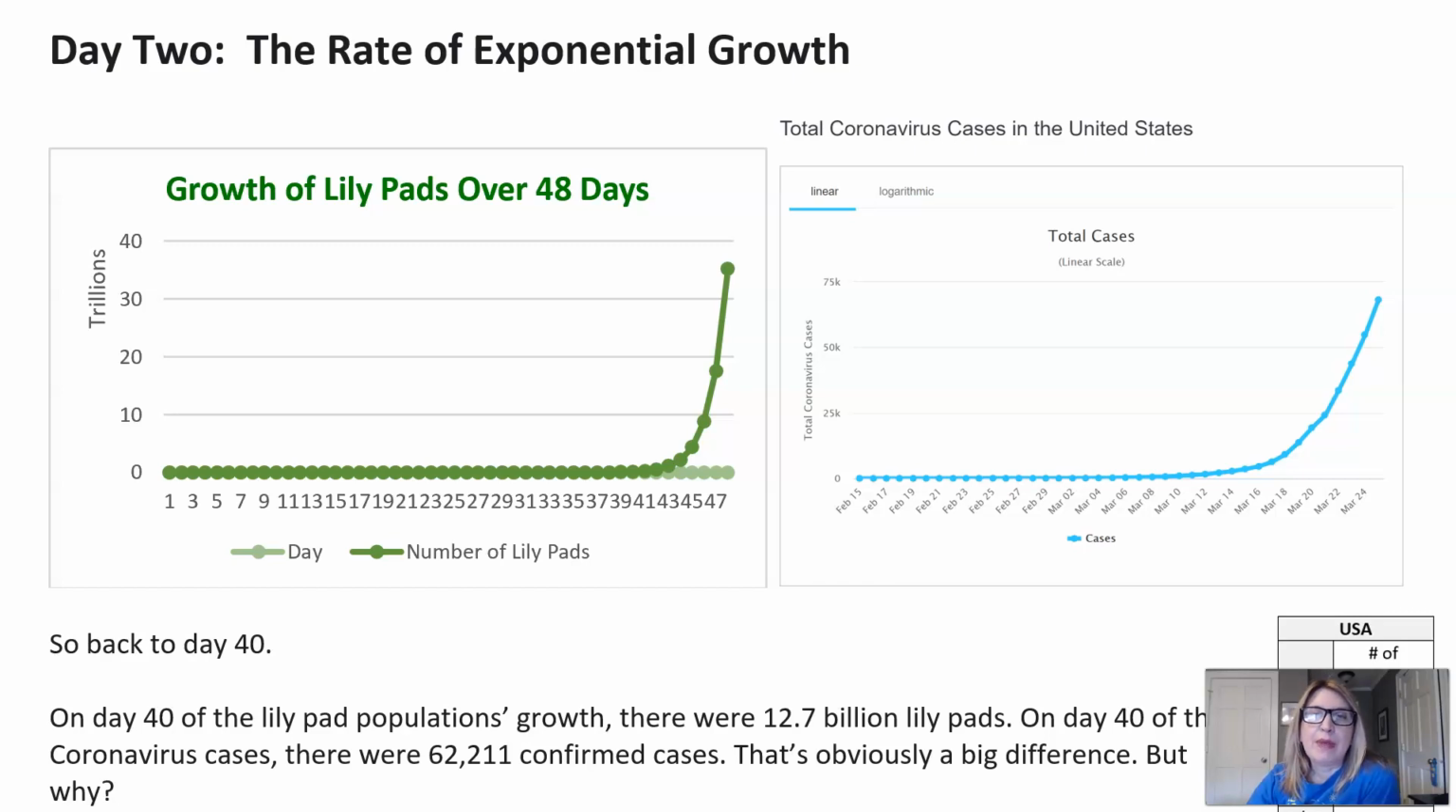What I want to do is compare day 40. So remember, on day 40 of the lily pads population's growth, there were 12.7 billion lily pads. Like, that's a lot of lily pads. On day 40 of the coronavirus cases, though, there were 62,211 confirmed cases. Obviously, that's a big difference. So why?